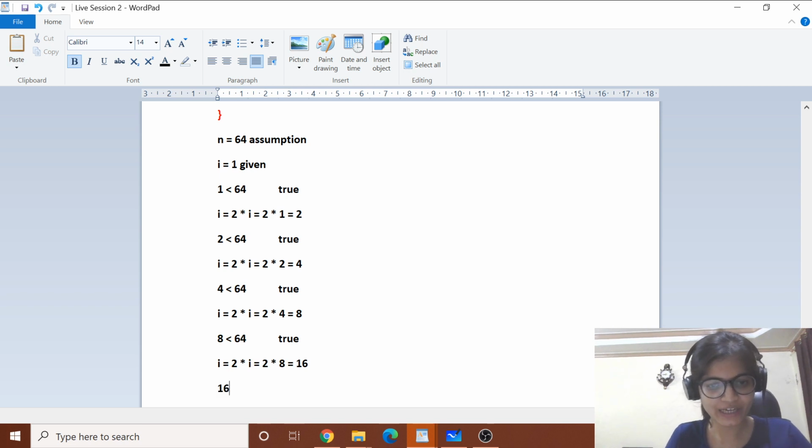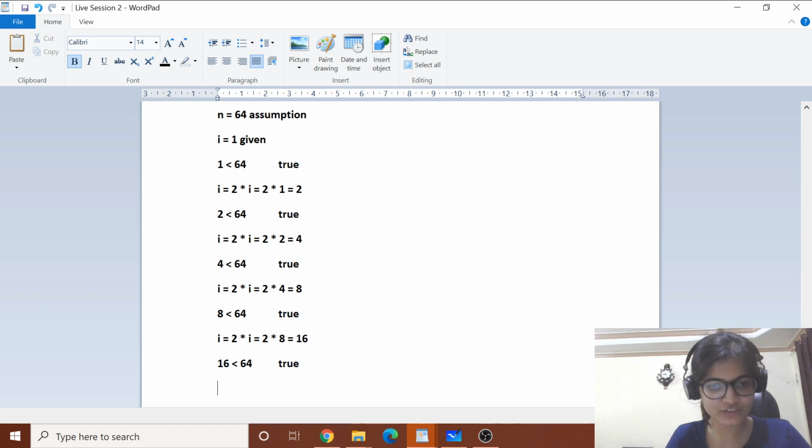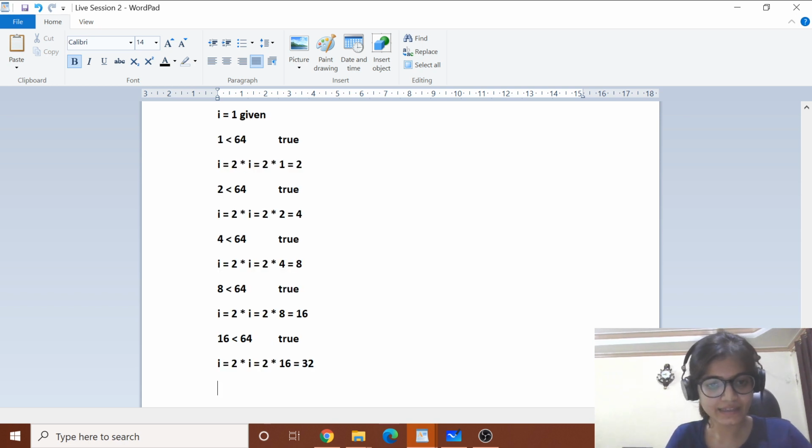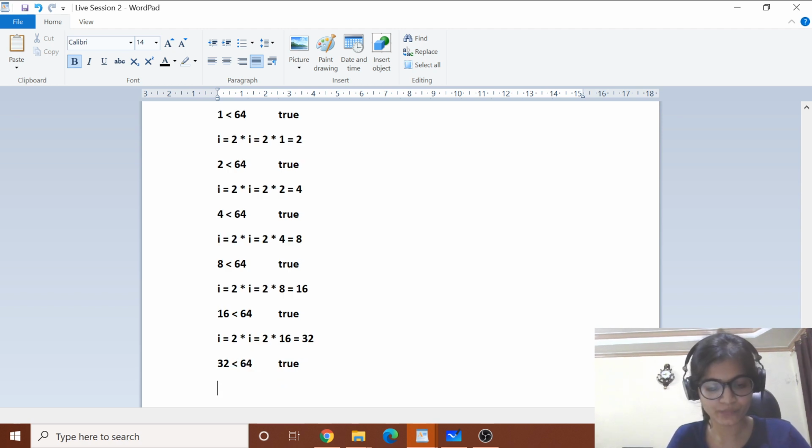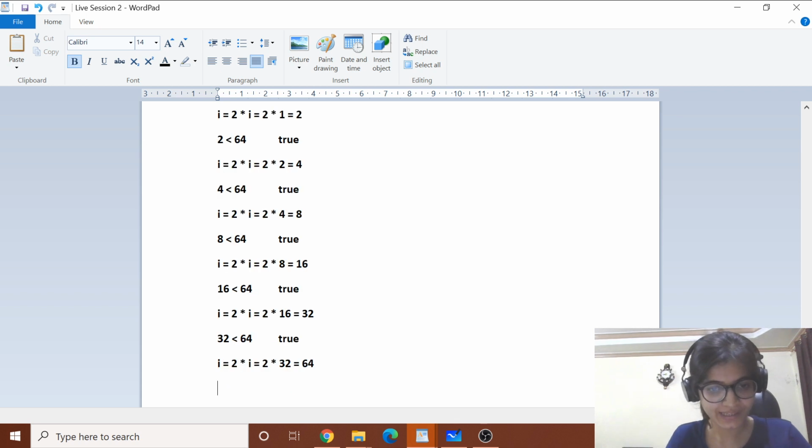Now again, is the value 16 less than 64? Again this will be true. Now again the value of I will become 2 into 16, which is equal to 32. Again, is 32 less than 64? Is it fine? Yes, this is true. So this is the case. Now again the value will become 2 into 32, which is equal to 64.